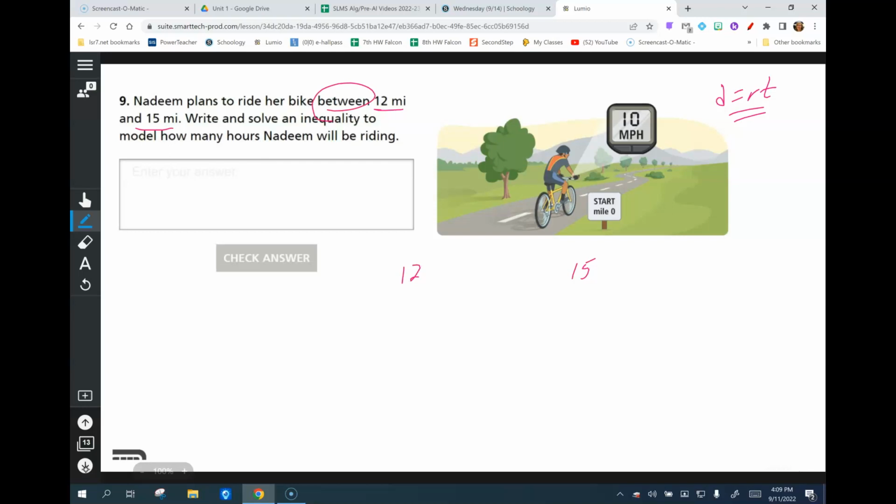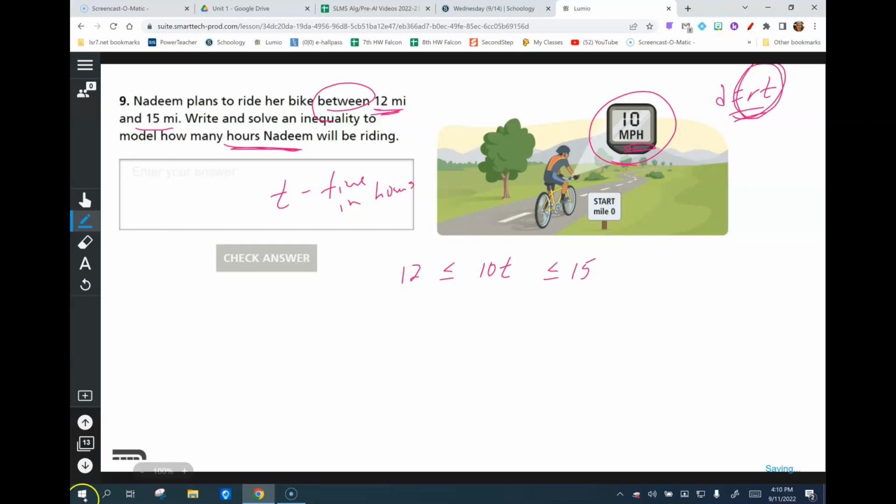Between, can it include 12 and 15? Yes. So it's less than or equal to. Now we're going to be using this. Okay, and it wants to know how many hours. How many hours did she go? So we're going to be using that information along with this information right up here in the rate. So that's our rate. So t is our variable, t is time in hours, because that's what they want to know. And we're going to take the rate times the time, okay, because we go a distance.